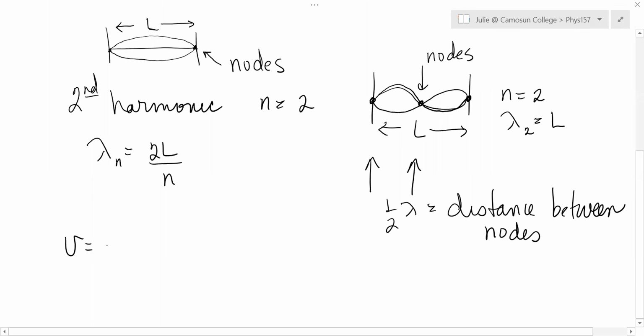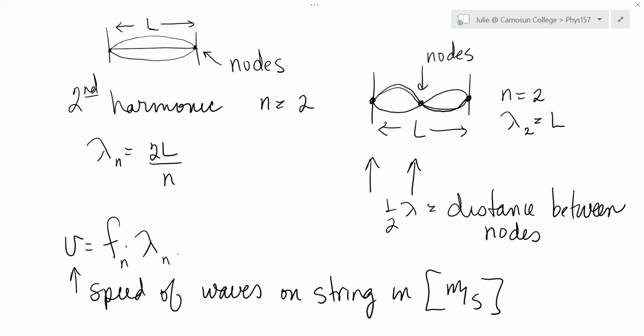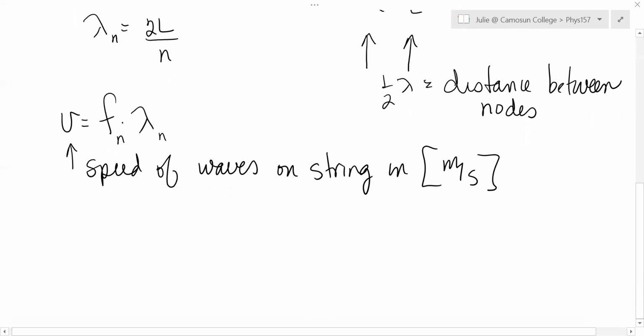The thing that ties these two together is the speed of the waves on the string. So this is the speed of waves that are interfering on the string, and that would be in meters per second. And this would be true for each. You could put Fn if you like, for each normal mode. So assuming that by oscillating in these different modes, you don't change the tension enough to change the speed, the speed stays the same.